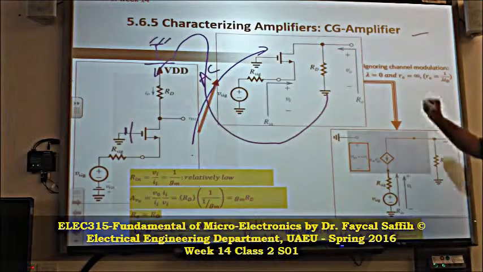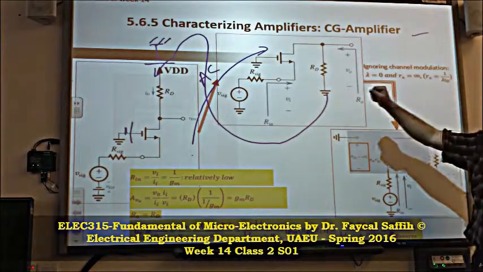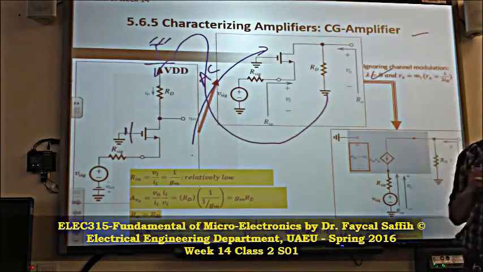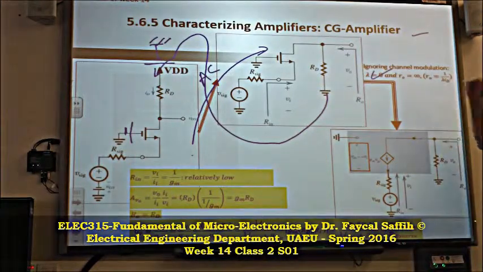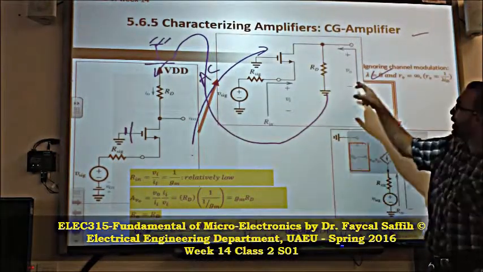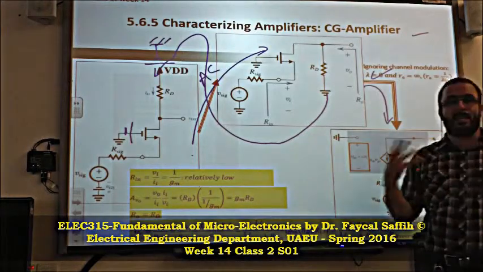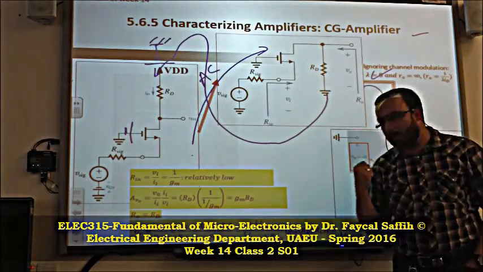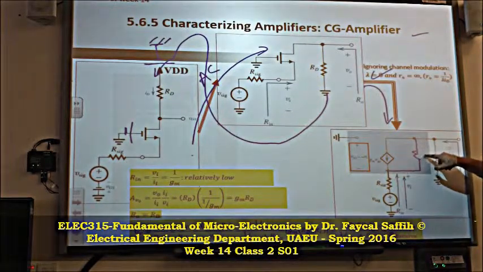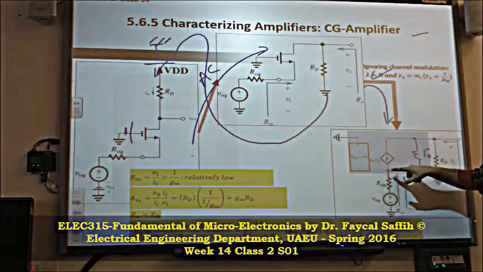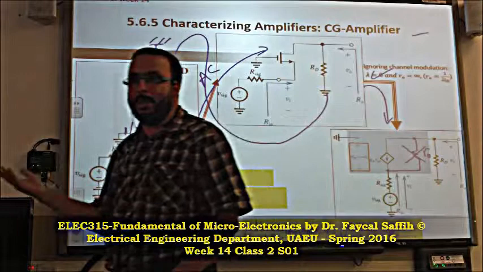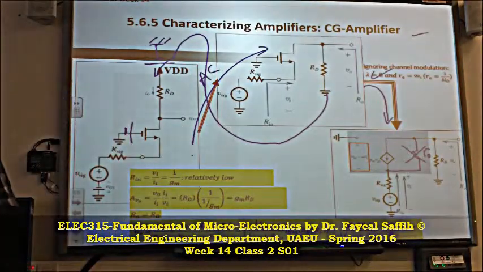Bingo. Here we are ignoring the channel modulation. In this quiz, channel modulation is not considered. That means lambda is 0, or R0 is infinity. So R0 is not going to be included there. That means the next step is actually to replace the transistor with a model, yes or no? And in that model, we have taken R0 away. So this R0, which is connecting the drain to the source, is now out, because it's infinity, because lambda is equal to 0.